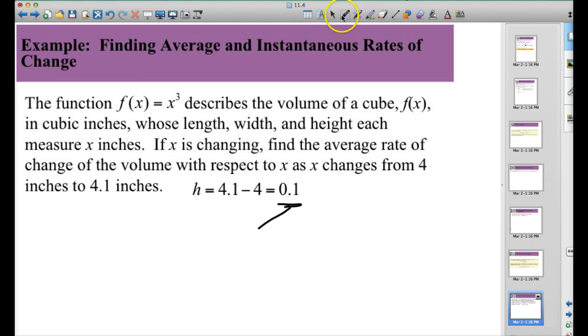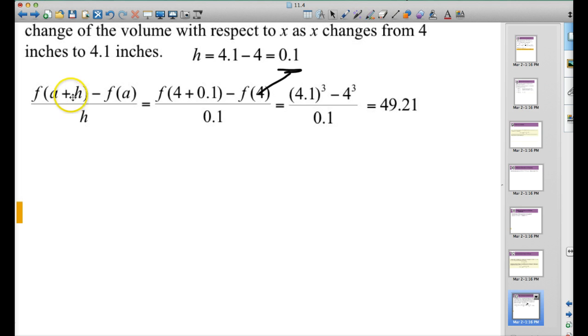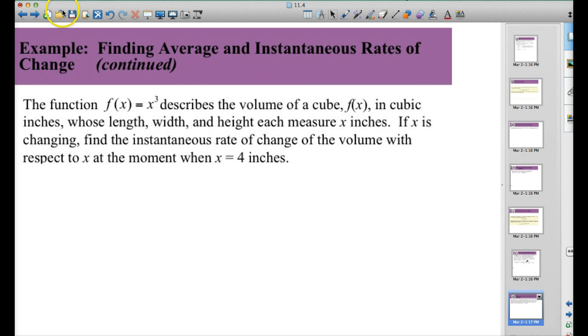If we follow the formula here, average rate of change, f of a plus h minus f of a over h. F of 4 plus 0.1, minus f of 4, over 0.1. 4.1 cubed, minus 4 cubed, over 0.1, which is 49.21. So the average rate of change is 49.21. This describes the volume of the cube, f of x in cubic inches.